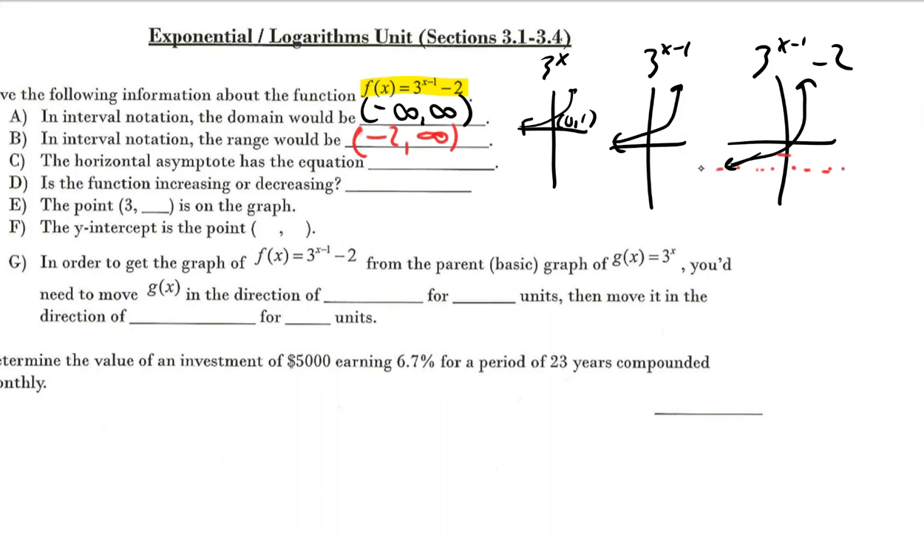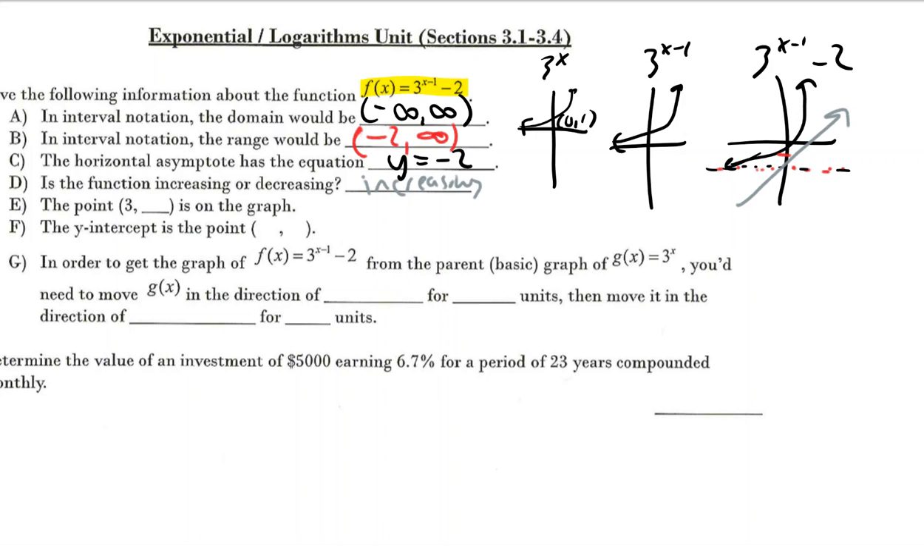Okay, the horizontal asymptote is that number that it's trying to approach. So it's trying to approach y equals -2. Y equals because it's horizontal. From left to right, like you read a textbook, the graph's going up. So we say that it is increasing.